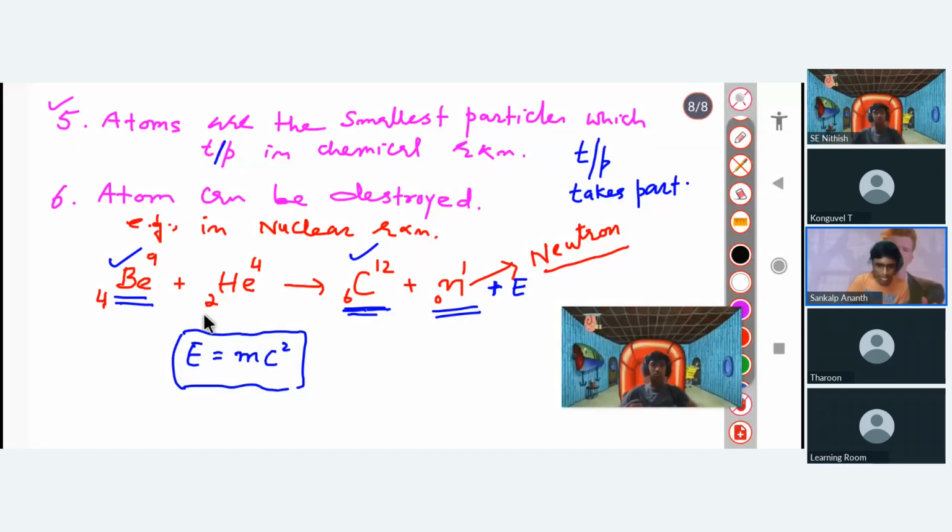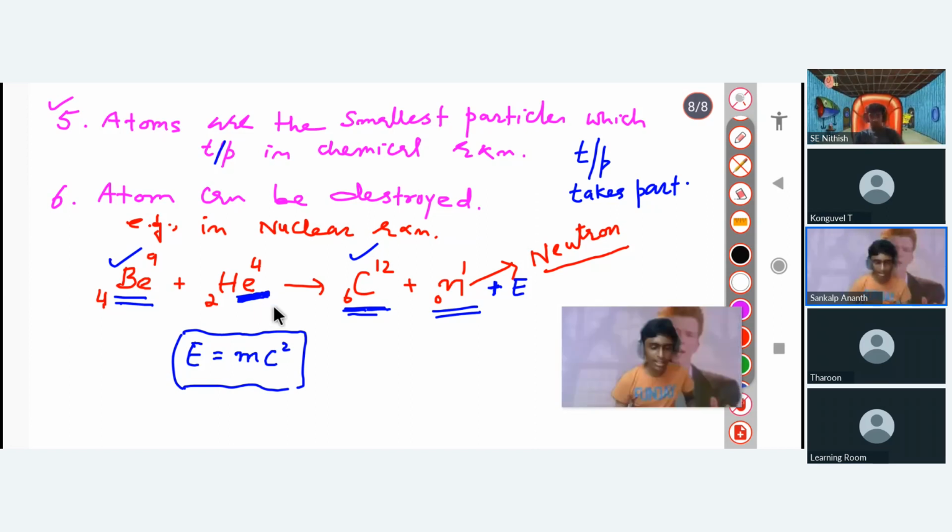Sir, carbon is created, right, sir? That means from beryllium and helium, carbon was created, right, sir? Yes, we can discover new elements. Carbon has been formed by reacting beryllium with the nucleus of helium. Sir, but atoms cannot be created, right? Yes, created. He said it's from thin air, right?